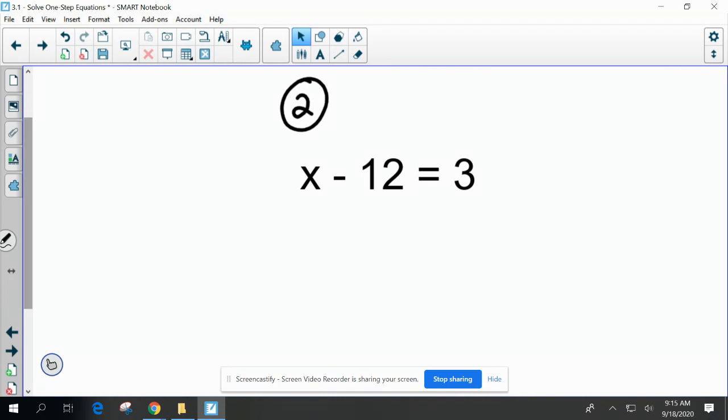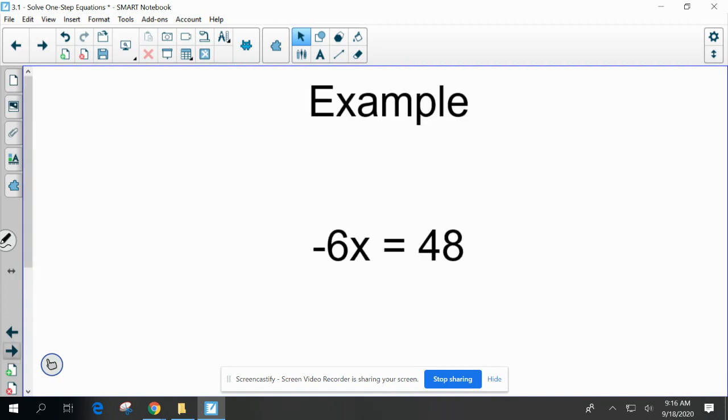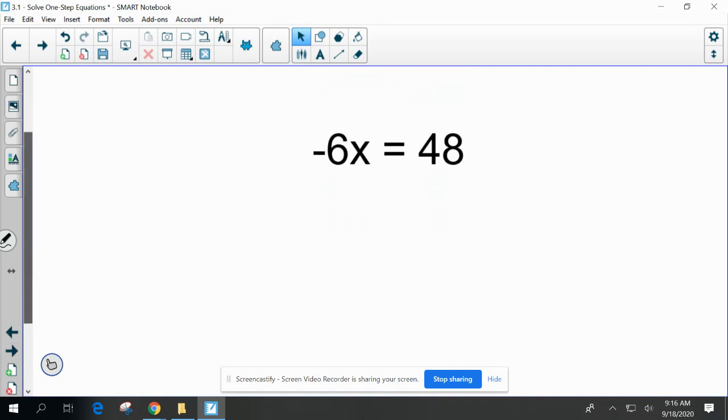Okay, so number 2. x minus 12 equals 3. So my inverse operation is what? Addition. So I'm moving away from the variable. So I'm going to add 12 to both sides. So the 12s cancel. I get x equals 15. Number 3.